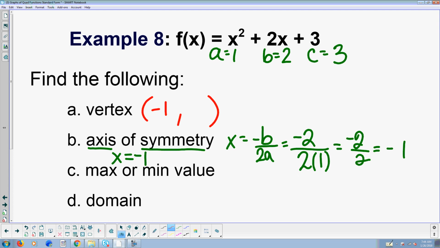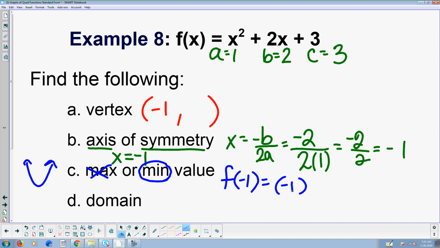To find the maximum or minimum value, we're first going to consider that this is positive in the front. It is smiling. So again, we are going to have a minimum value, not a maximum. And we're going to substitute into the original function the axis of symmetry that we found, f of negative 1.